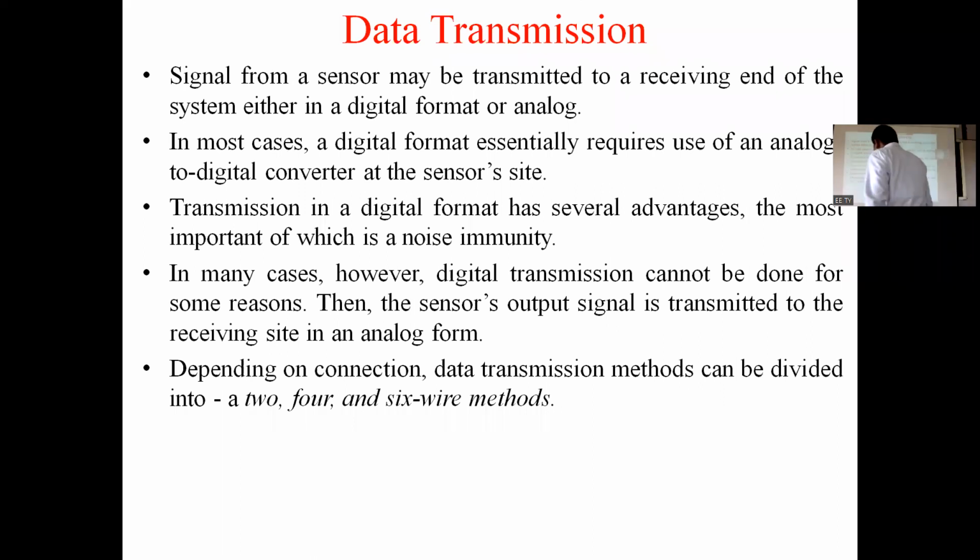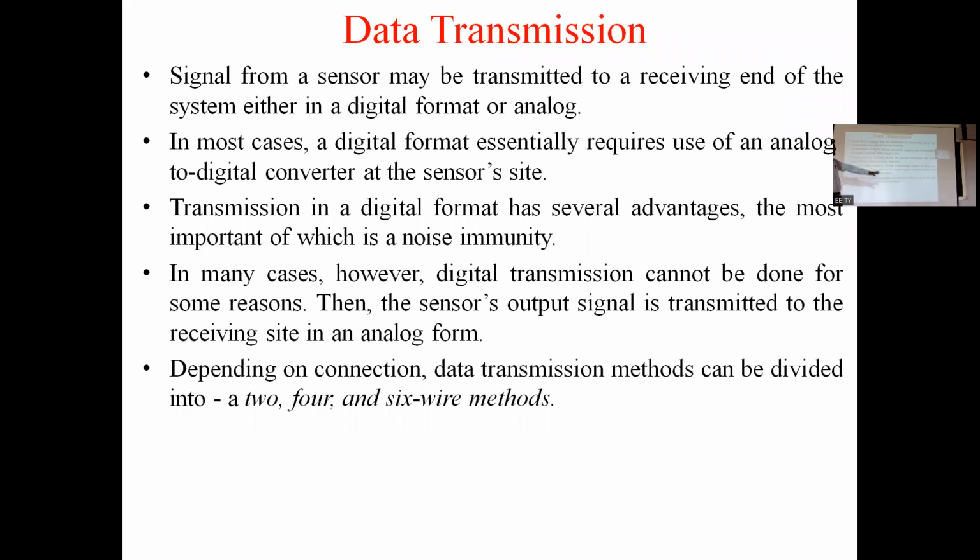Okay, see, depending upon direction, there are 3 types of data transmission. First one is nothing but 2 wire method or 2 wire data transmission. Second one is nothing but 4 wire data transmission, and third one is nothing but 6 wire data transmission.